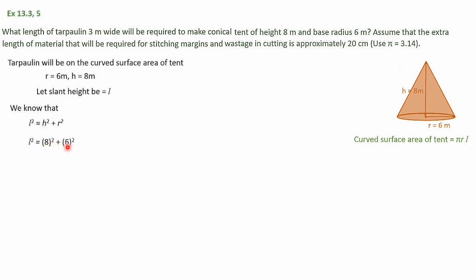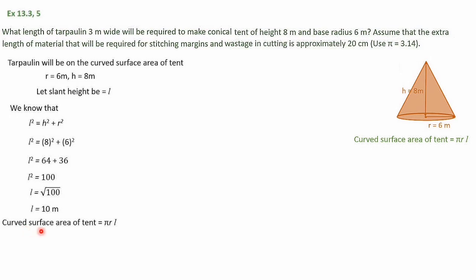Substitute it, 8 square plus 6 square. That is, L square is equal to 8 square is 64, 6 square is 36. That is L square is equal to 64 plus 36 is 100. Quite a simple number. L is equal to root of 100, that is equal to 10 meter. We have got the slant height.